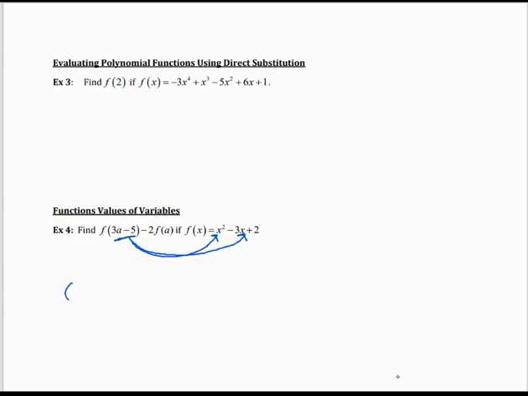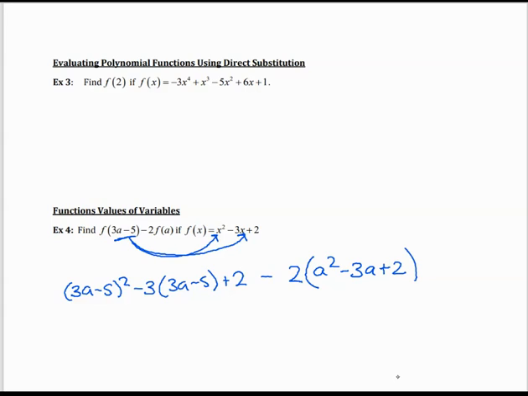So this would be saying the quantity of 3a minus 5, all squared, minus 3 times 3a minus 5, plus 2. Then it says subtract twice the product of f of a. So the function is x squared minus 3x plus 2, but it's saying multiply that by 2 and plug an a in it. So I'm going to have minus 2 times that quantity of x squared minus 3x plus 2, but really with a's in it.